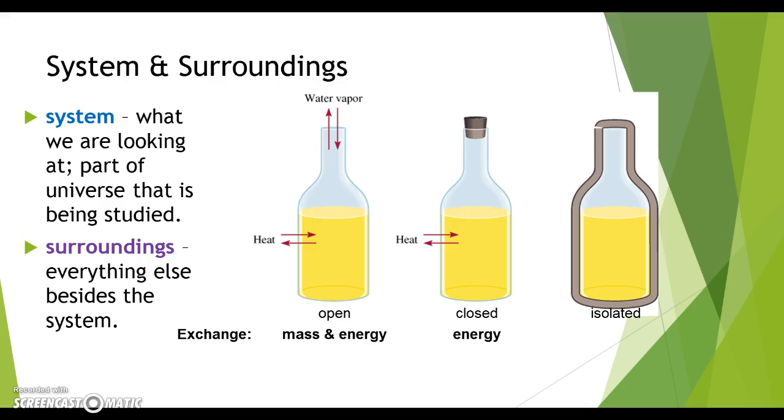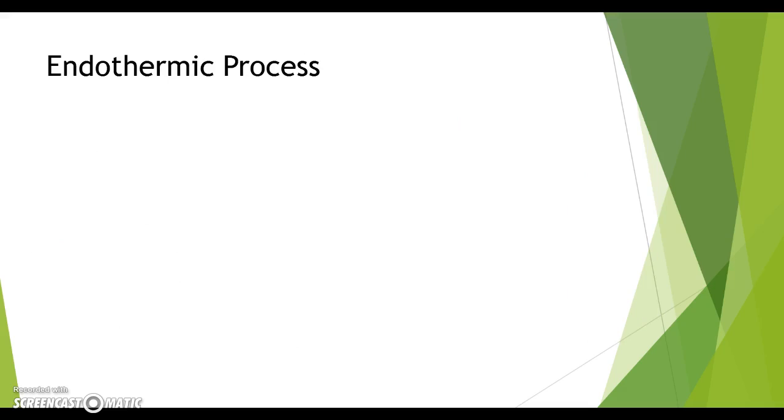The last system is an isolated system. There's a layer of insulation around the container and it is closed off. Because of that, no mass or energy can be exchanged between the system and the surroundings. So depending on the direction of heat flow, it can be described as either an endothermic process or an exothermic process. Let's start with the endothermic process.